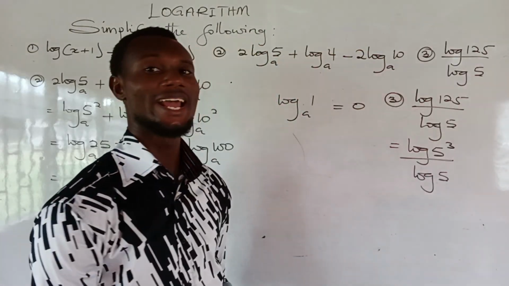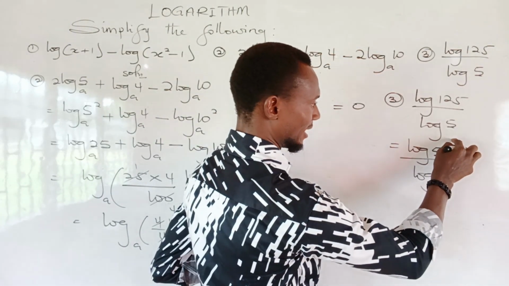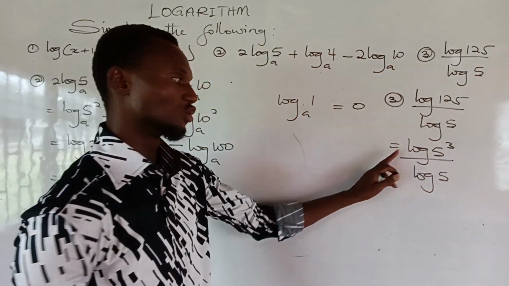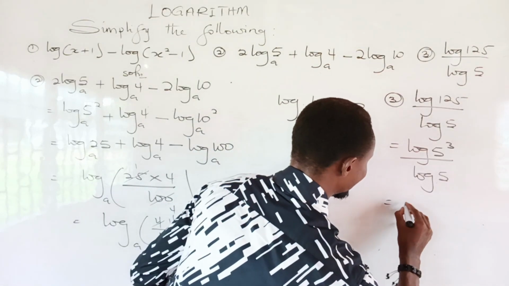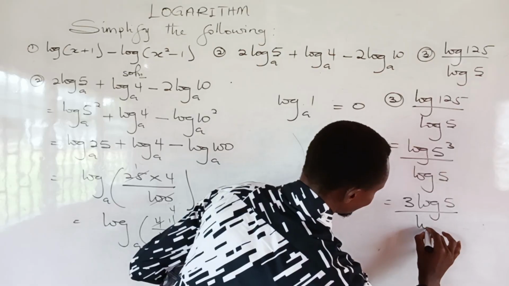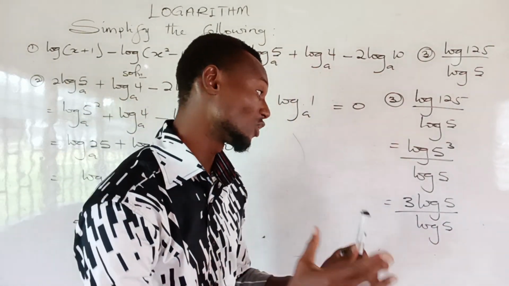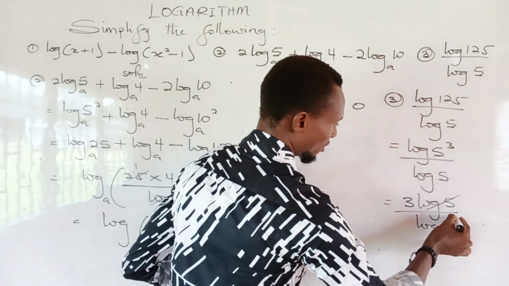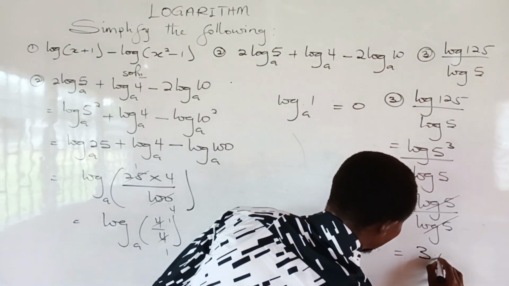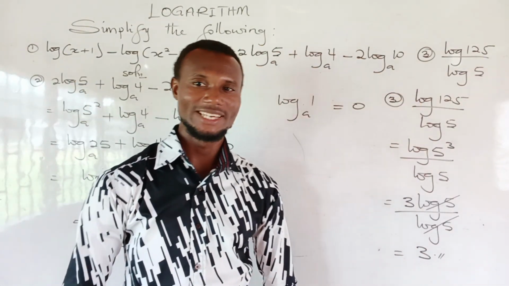Then from here, I'm going to apply the power rule. So this power 3 here can come in front. It will move and become a coefficient to the log here. So now I can rewrite it as 3 log 5 all over log 5. I hope you understand and you agree with me up to this point, so that this log 5 and this log 5 will cancel away. So what I have left there is 3, and that is my final answer. So that's how to simplify example 3.